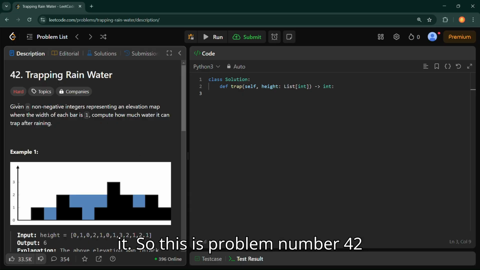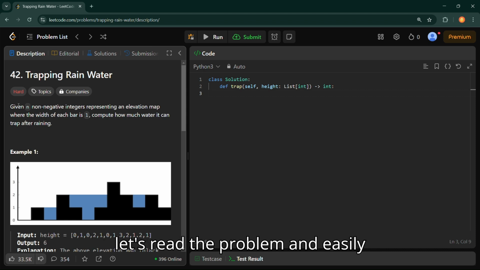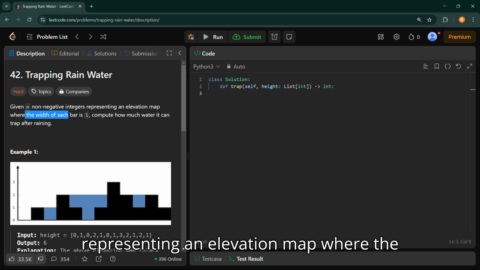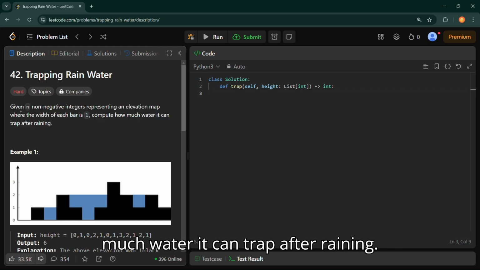So this is problem number 42, trapping rainwater. This problem is tagged as hard. So now let's read the problem and easily understand how to solve it. The problem statement is, given n non-negative integers representing an elevation map where the width of each bar is 1, compute how much water it can trap after raining.